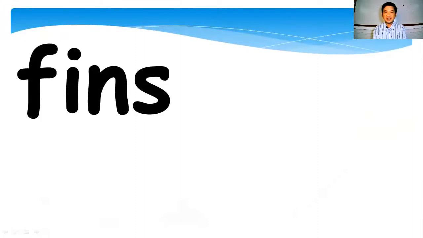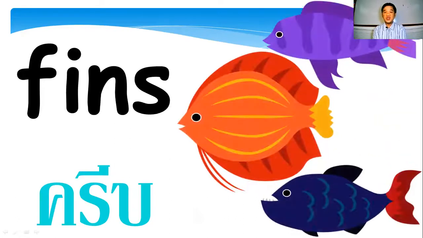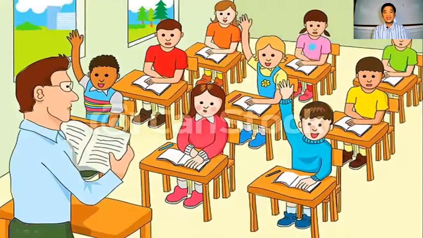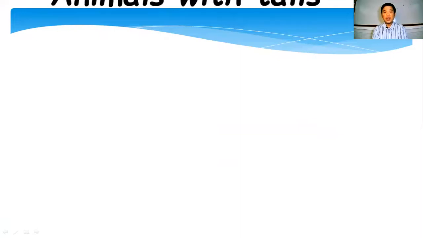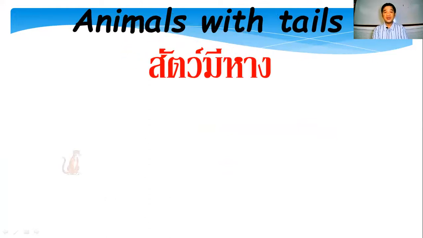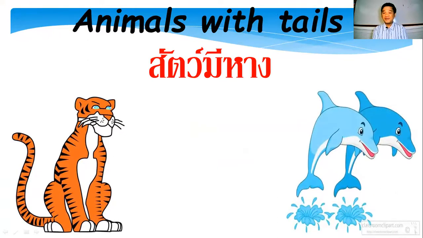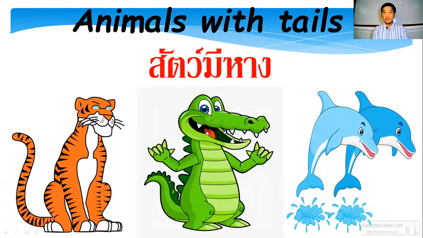Okay, how about the fins? Where can we find the fins? Of course, we can find them in the animals, which is the fish. Fins are used for swimming. Because of the fins, the fish is able to balance its body. All right. So after that, we also discover or learn about what we call the animals with tails. So these are the animals with tails, such as the tiger or even the dolphins or even the crocodiles. These are examples of animals with tails.